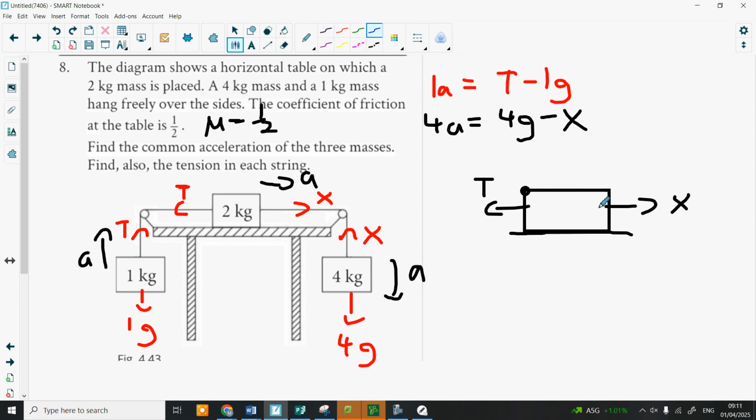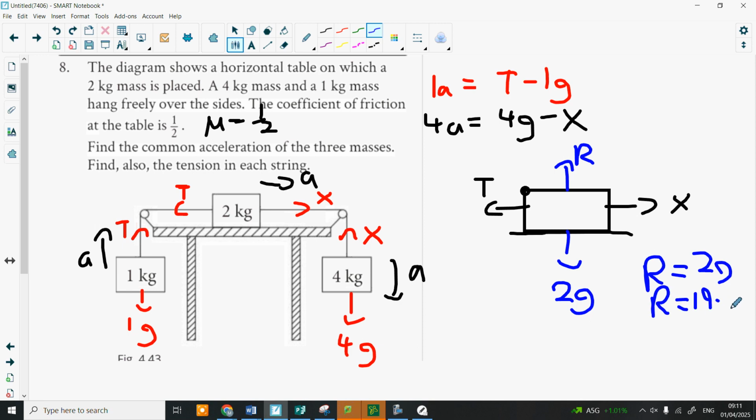Forgot about friction. So we need the R value. And the R value is the same as 2G. See the way it's not sinking into the table? See the way there's no acceleration up or down? That means they're in perfect balance. So your R value equals 2G. I suppose I keep it as G because everything else is in terms of G. So I'll leave it alone for a minute.